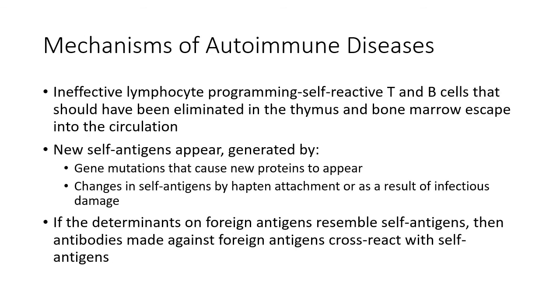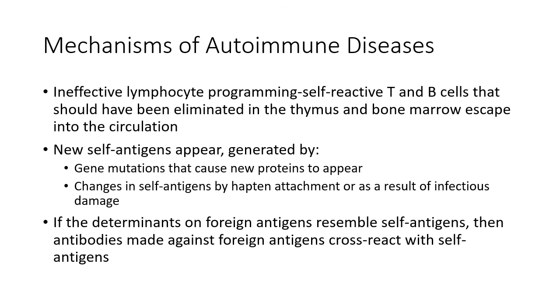The mechanisms of autoimmune diseases: you have ineffective lymphocyte programming. You get self-reactive T and B cells that should have been eliminated in the thymus and bone marrow that escape into the circulation. This is one theory, one way it could happen, that when they were being programmed, the ones that were anti-self and should have been destroyed somehow get out of jail before they're destroyed, and they go rogue in the body and cause problems later on.